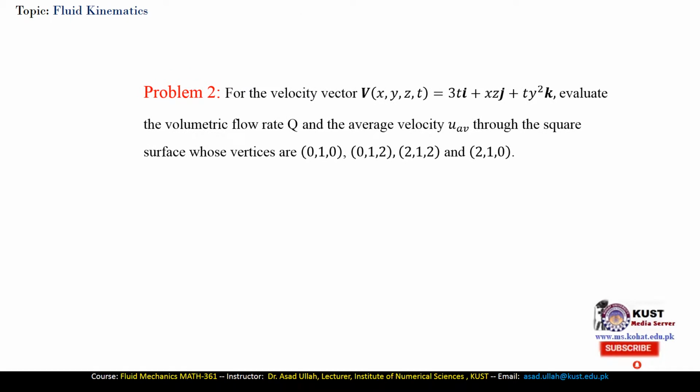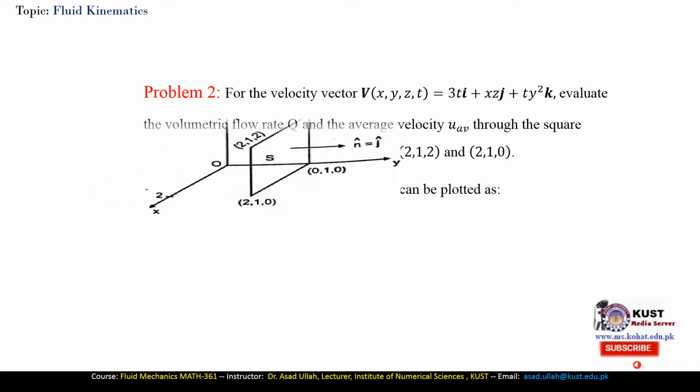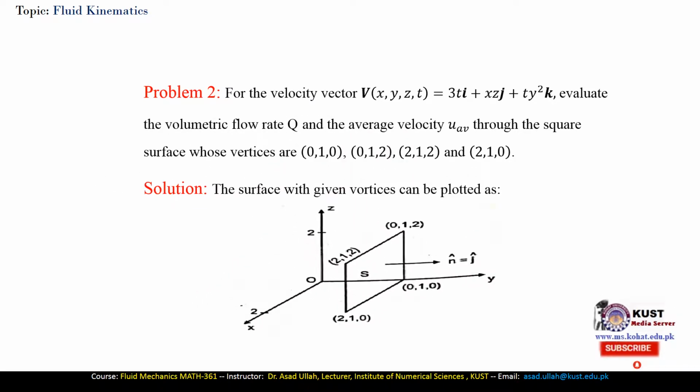Now to understand the volumetric flow rate and average velocity, we present problem number 2. For the velocity vector v that is given by this equation, evaluate the volumetric flow rate, that is Q, and the average velocity through the square whose vertices are given here. In the solution, the surface with the given vertices can be plotted as follows.